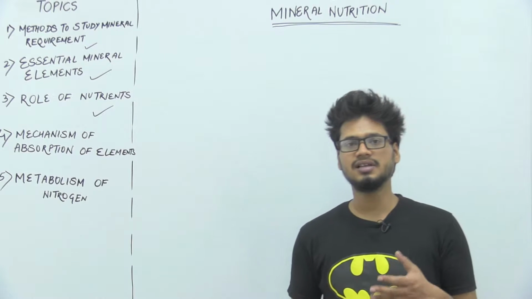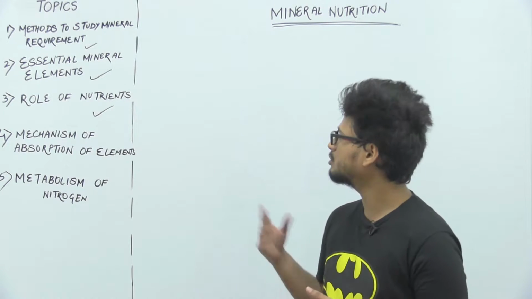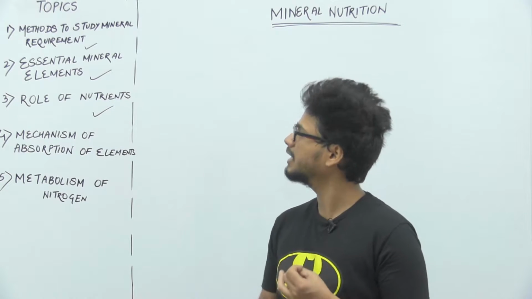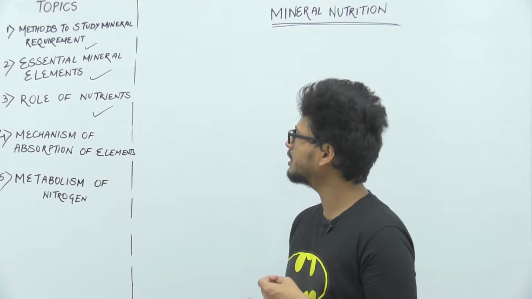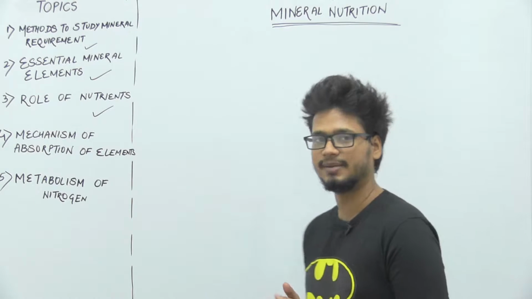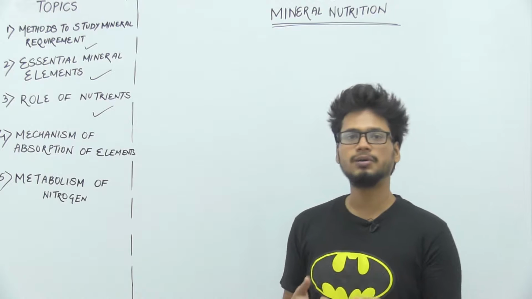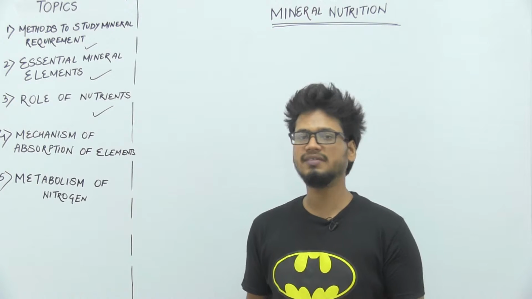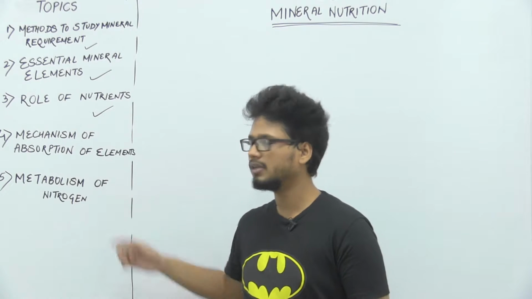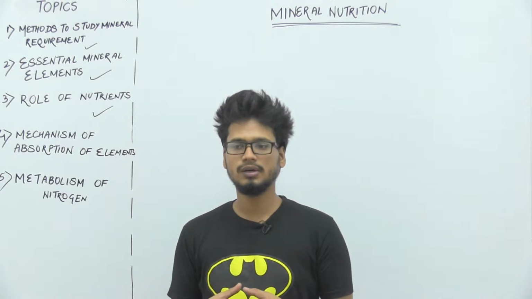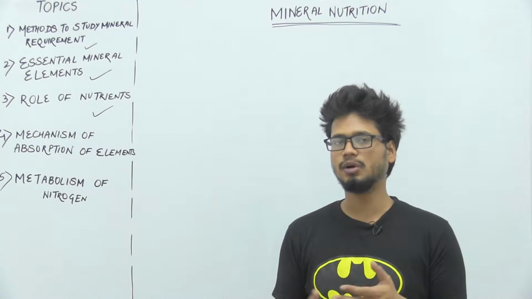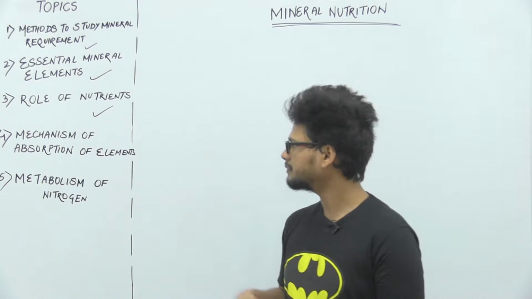So in the last class we studied about these topics, that is methods to study the mineral requirement, essential mineral elements and role of nutrients. ये सब हमने पढ़ा था mineral nutrition chapter में. So आज जो दो topics हम पढ़ने वाले हैं उनके names हैं mechanism of absorption of elements and metabolism of nitrogen. Now let us discuss कि why are these topics very important in this chapter.